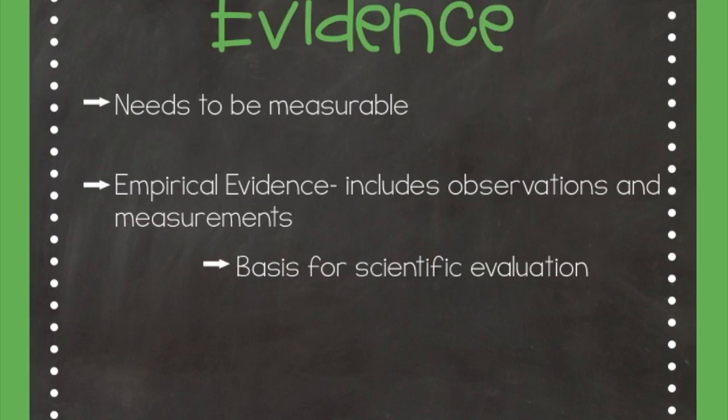All right, evidence. What is evidence? Well, evidence needs to be measurable. If it's not measurable, it cannot be considered evidence. Now, specifically, empirical evidence, which is one of our vocab words, so hopefully you're thinking about that motion or gesture we came up with for hands up, stand up, pair up. Empirical evidence includes observations and measurements, so both the observations and the measurements that can be gained through the senses. It is the basis for scientific evaluation, so empirical evidence is key to scientific evaluation.